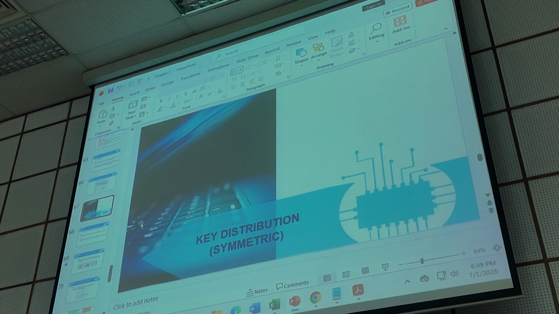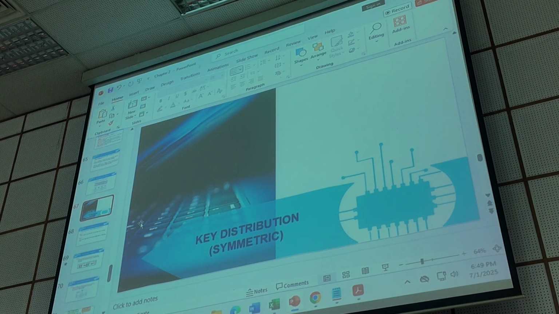Any problem? Okay, for the algorithms, more things for you to memorize: the key size, the block size, how to improve the security, and which one uses the Feistel cipher structure.